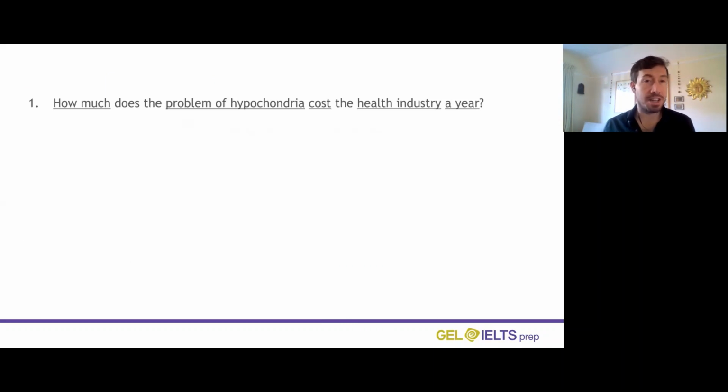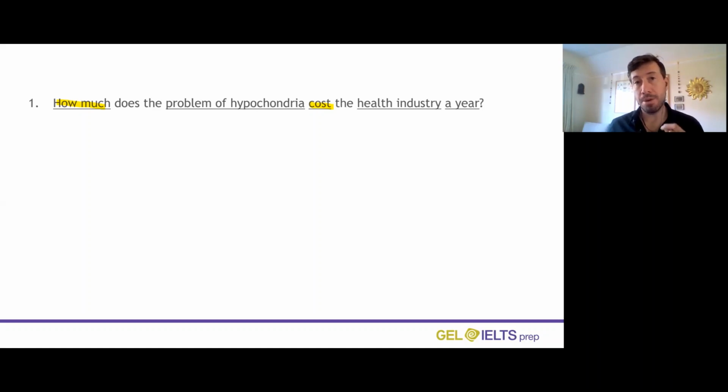So here's the question again that we saw on the previous slide. It says, how much does the problem of hypochondria cost the health industry a year? So this how much and cost, the answer to this question is going to be an amount of money. Like £100, £200, or $500, probably a larger amount because it's the health industry. So maybe it's like $1 billion or something like that. But we can be sure that we're looking for an amount of money.